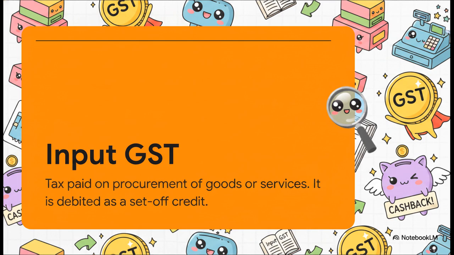Why do we debit it? Because it actually acts like an asset. Think of it like a cashback or an advance payment. It's a tax credit sitting there that you can utilize later against your future tax liabilities. Pura paisa waste nahi hua hai. It's a highly valuable credit.